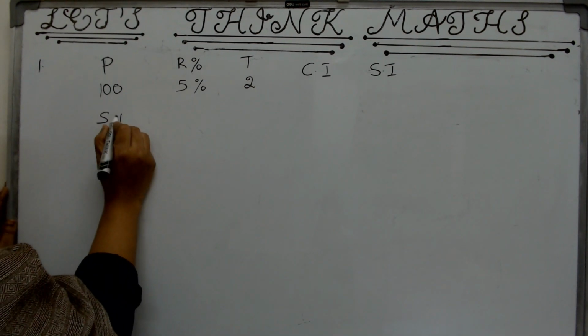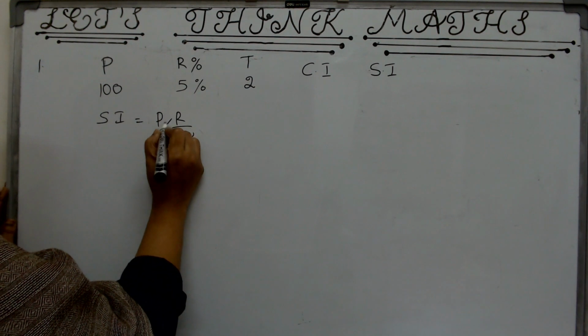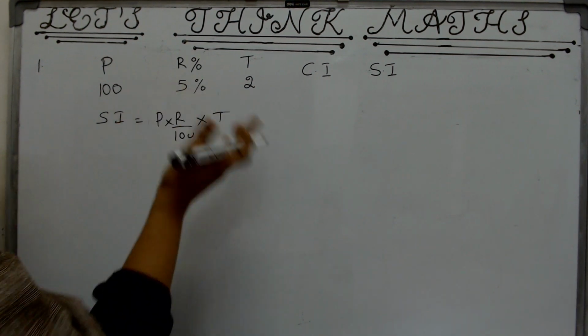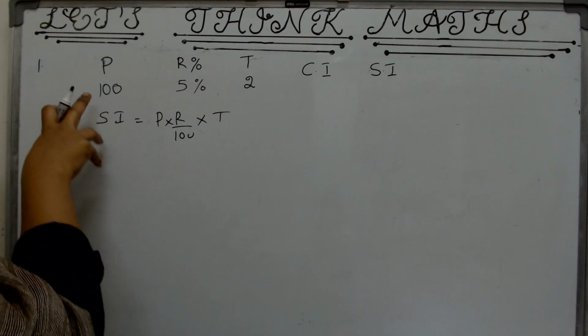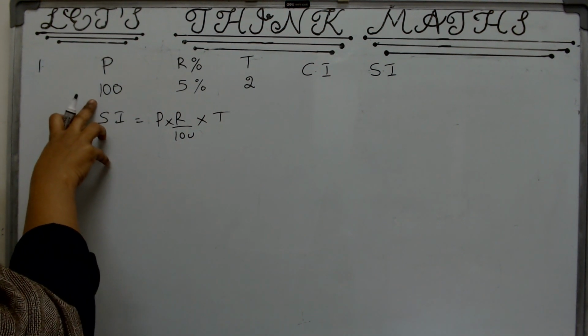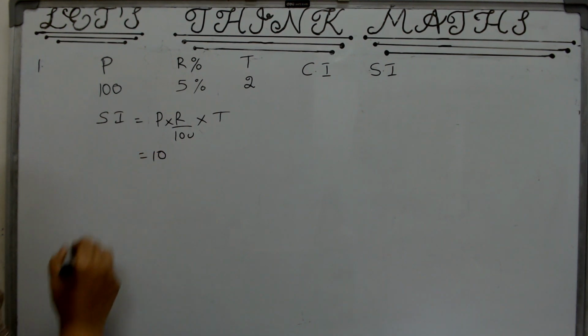Then what is the simple interest? It is principal into R by 100 into T. Now what is 5 by 100? It is just the fraction 1 by 20. So divide 100 by 20, you get what? 5. 5 into 2, 10. So your simple interest is 10.